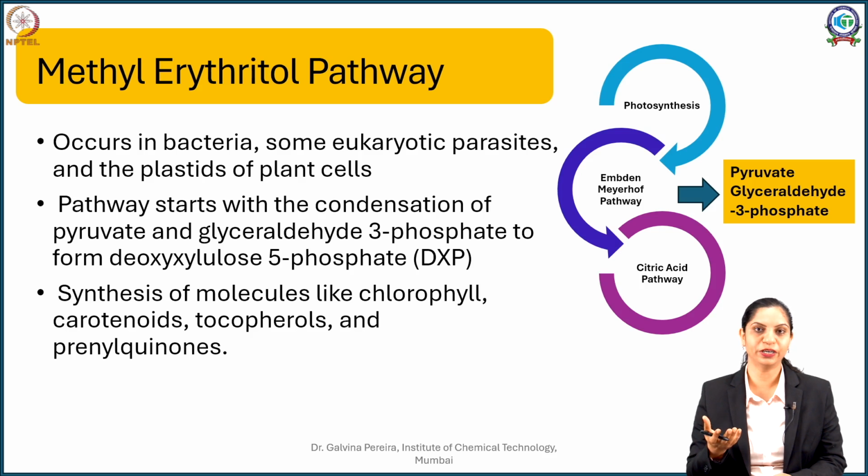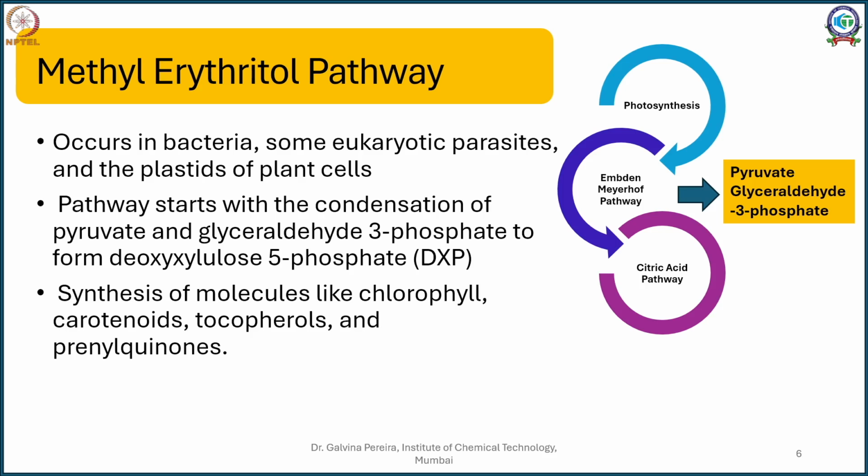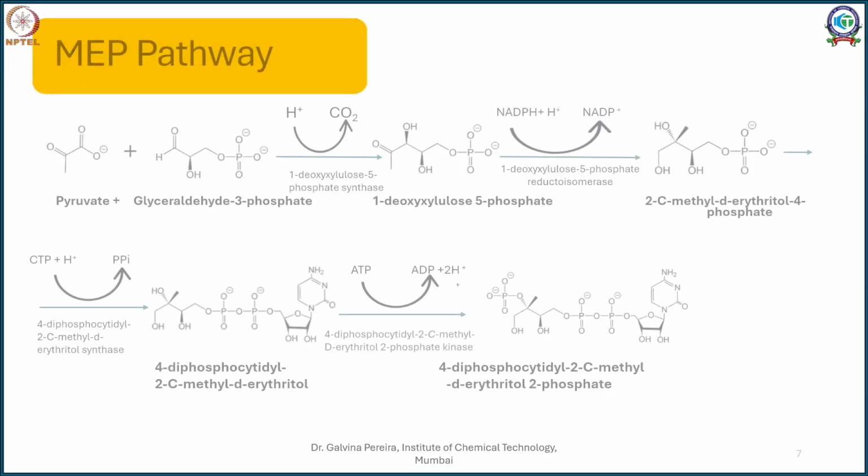So here in this particular pathway, your glucose gets converted into your pyruvic acid, and glyceraldehyde 3-phosphate is one of the intermediates during the process. Now both of these molecules condense to give you a key intermediate, which we call deoxyxylulose 5-phosphate, and this deoxyxylulose 5-phosphate then undergoes rearrangement to form an isoprenoid group. This isoprenoid then polymerizes to give compounds such as chlorophyll, carotenoids, tocopherol, prenylquinones, and so on. So let's understand this pathway.